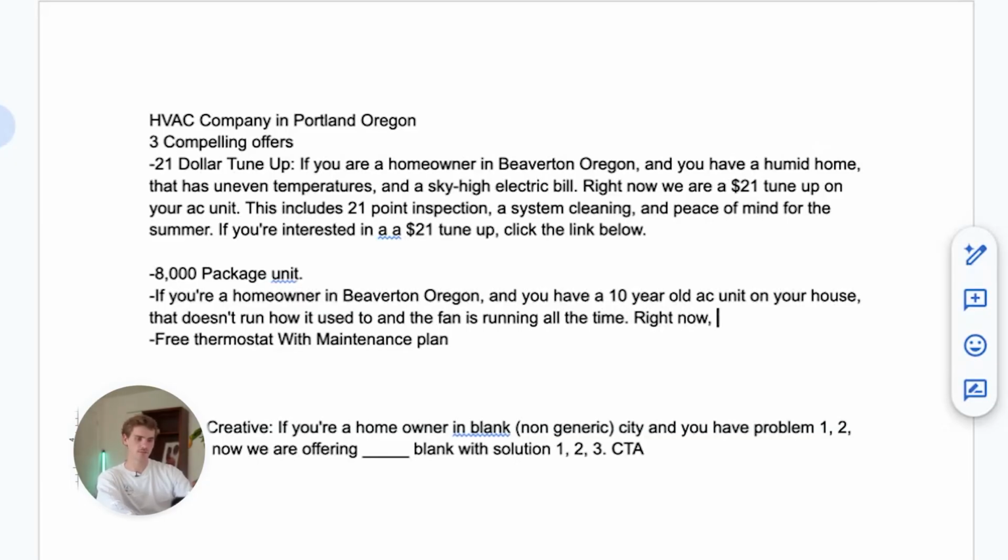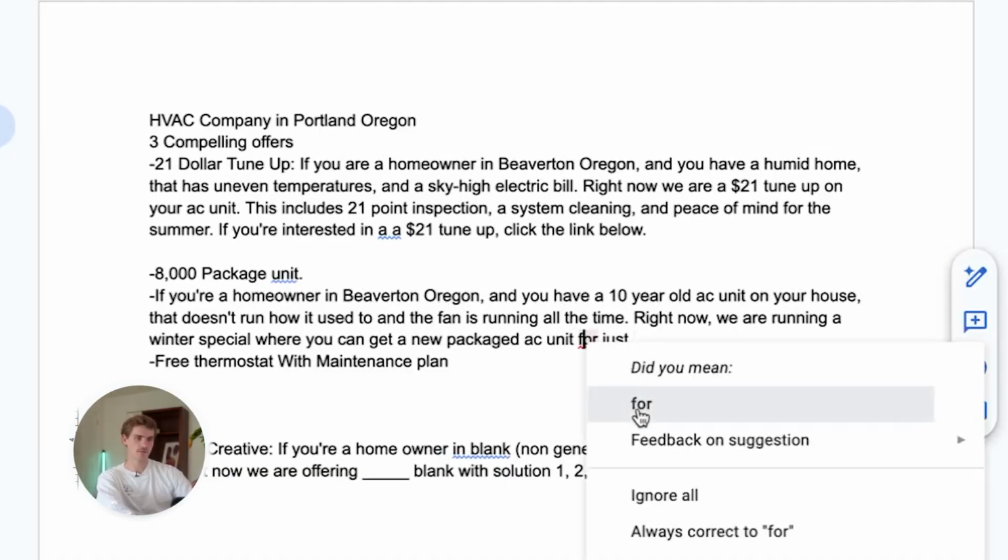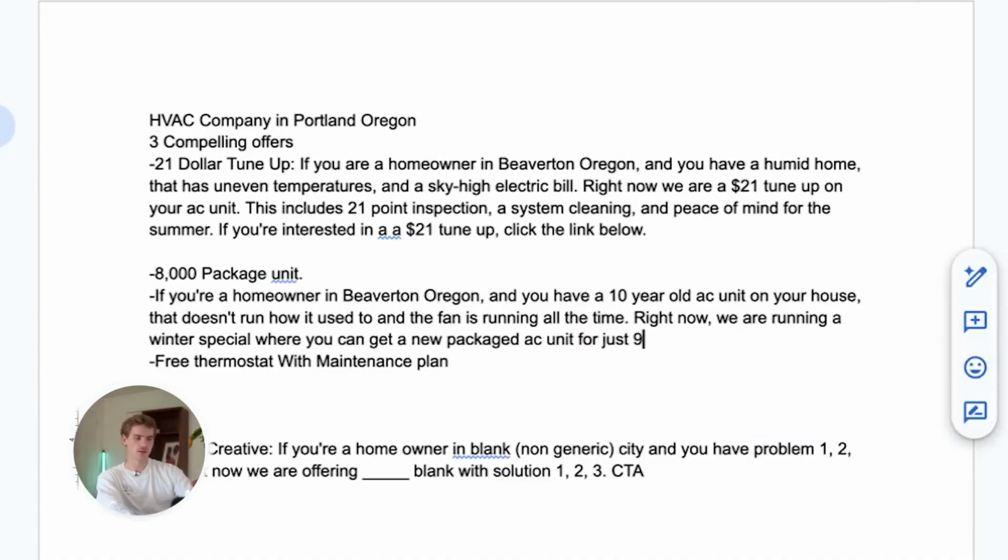right now we are running a winter special where you can get a new packaged AC unit for just $8,000. Okay. Now we're going to go through solution 1, 2, and 3.